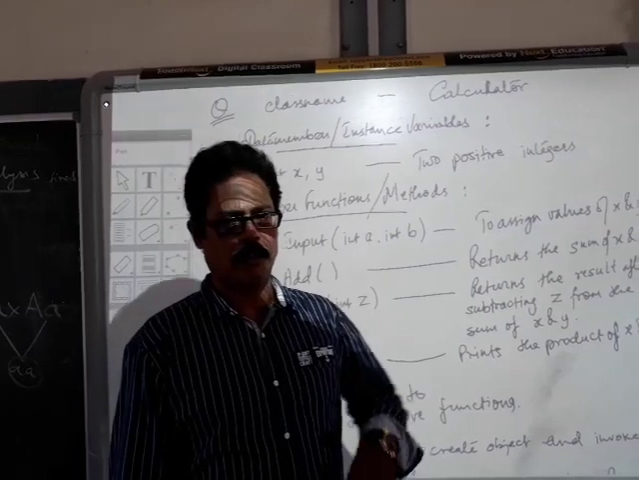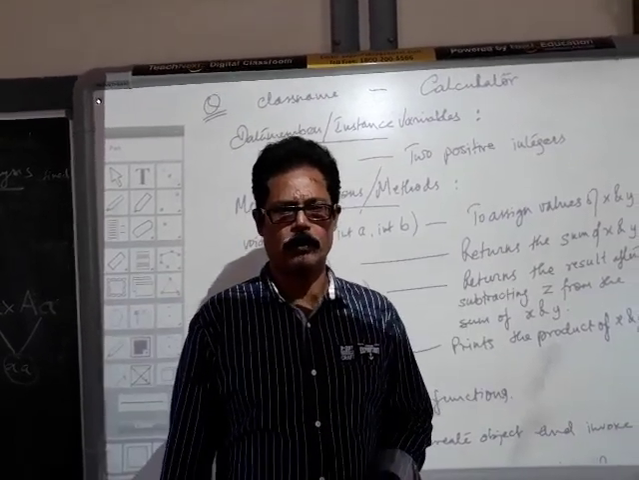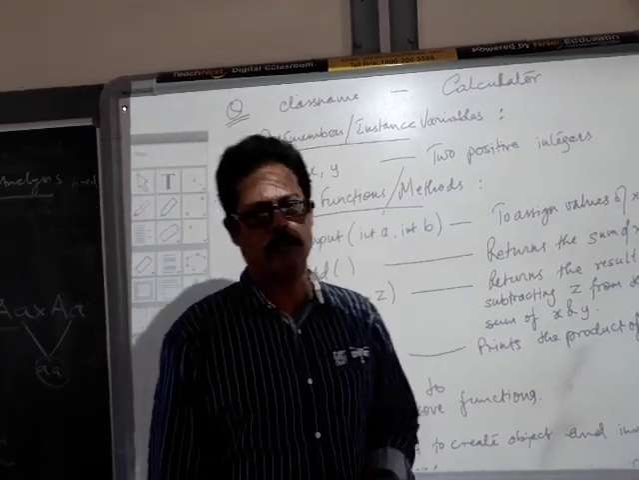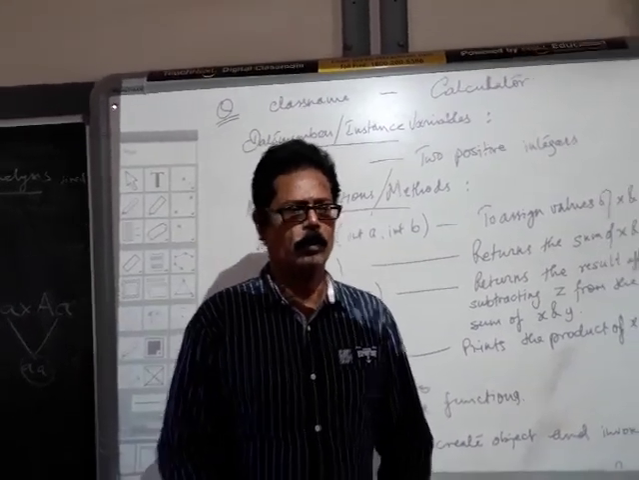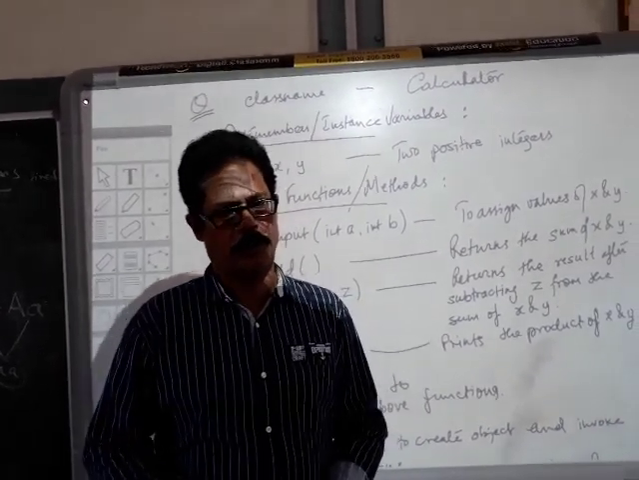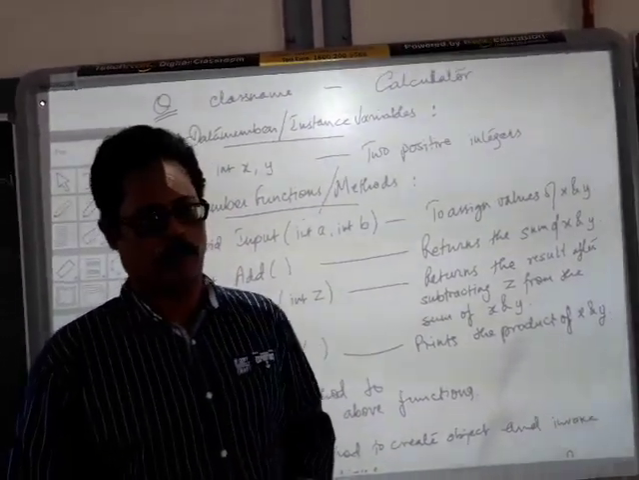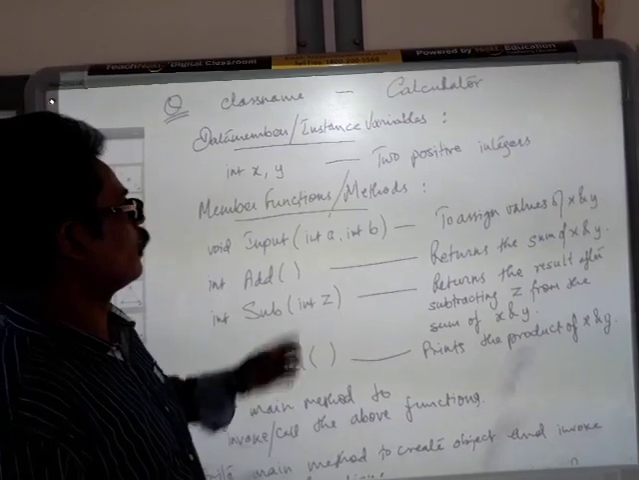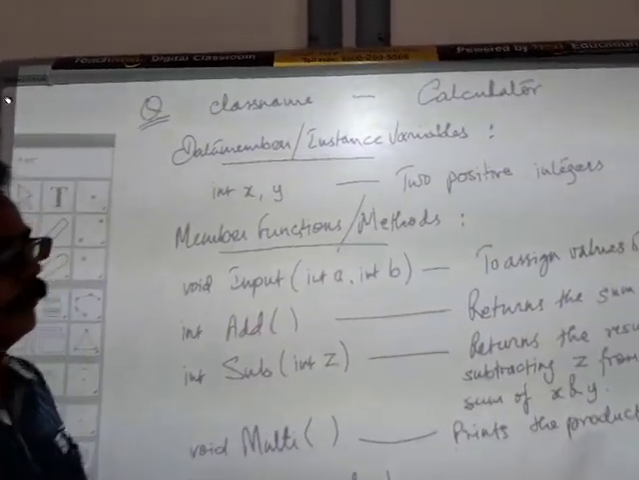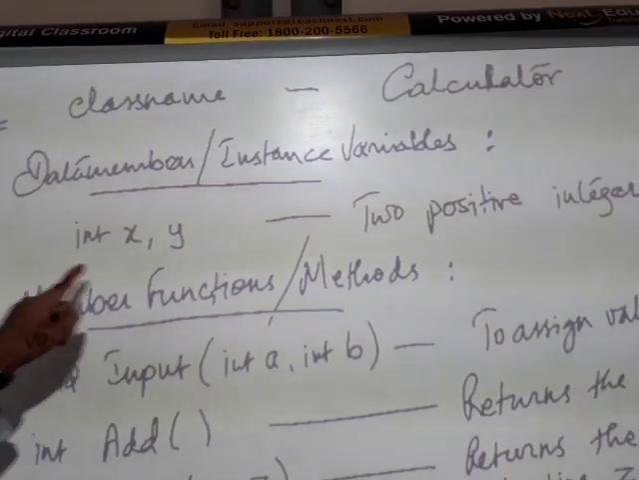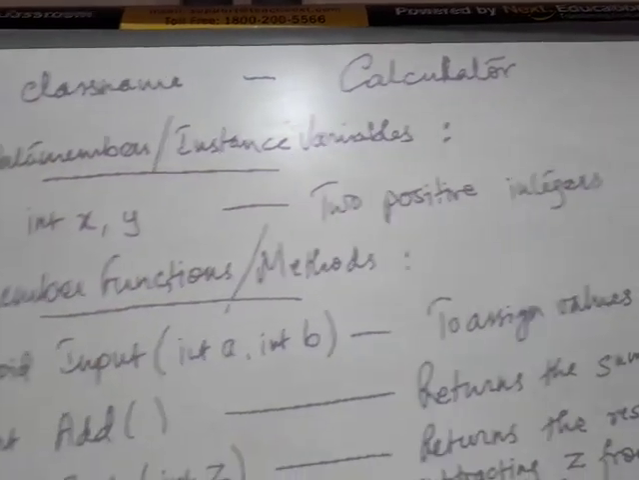Today, in continuation of the previous topic, that was how to recognize the functions and how to invoke the various types of functions, I'm going to give another example. Here's a question where you have a class named Calculator, then the instance variables or data members are x and y, that is two positive integers.